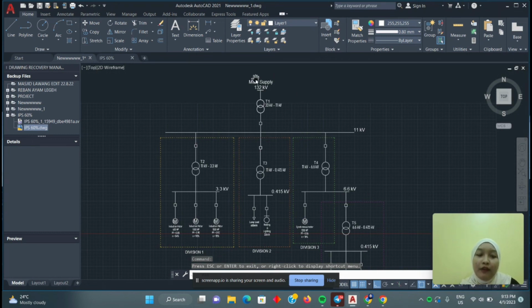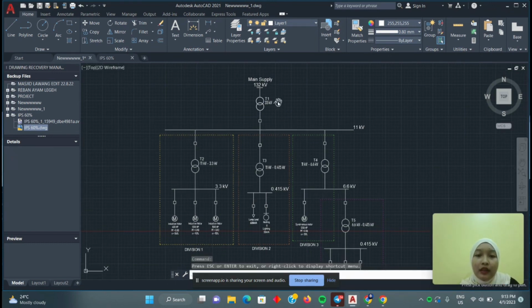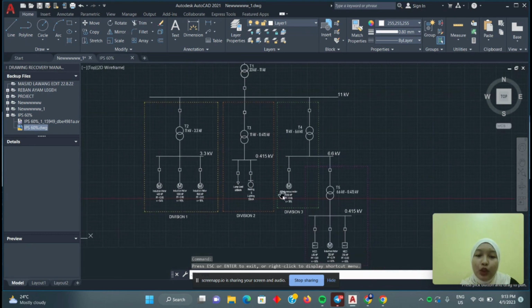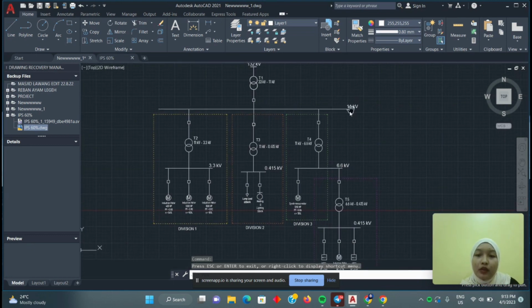So here we have our main supply, which is from TNB, Tenaga Nasional Berhad, which is at 132 kV. And then the transformer 1 will step down the voltage from 33 kV to 11 kV. And then it will go to division 1, division 2 and division 3. So this is the 11 kV bus bar.